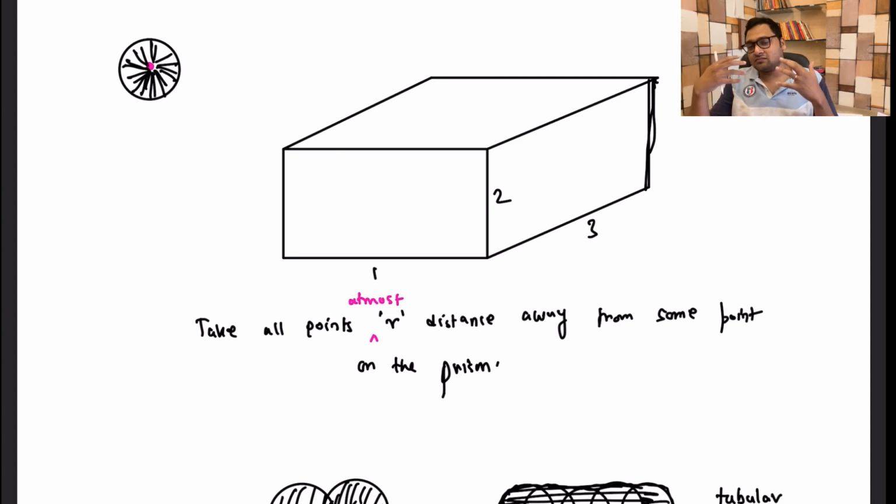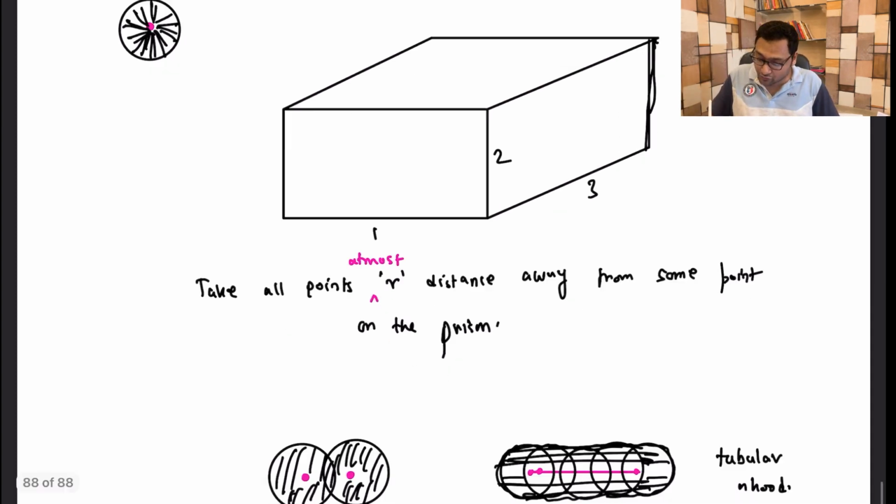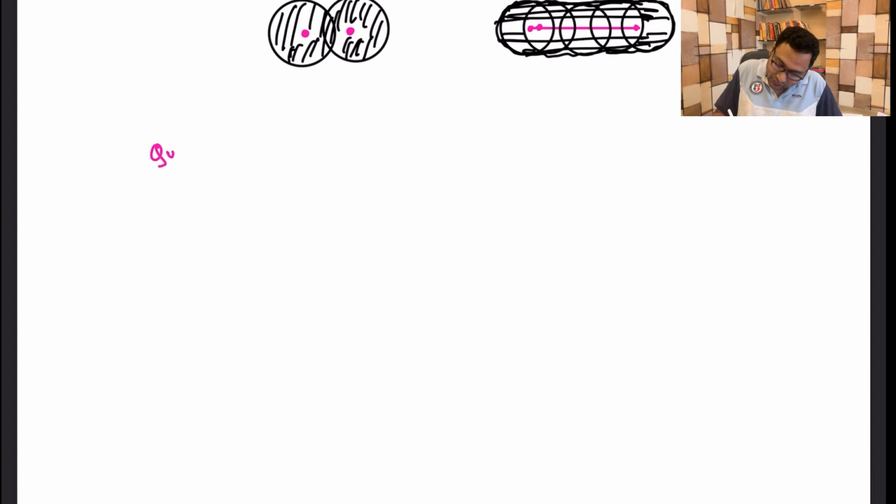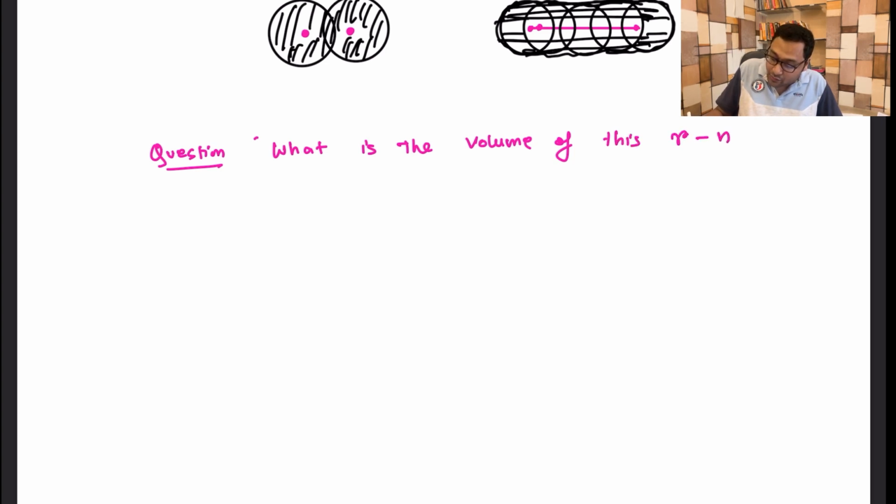I mean, they actually phrased it a little bit differently because they wanted to do a multiple choice question, but that is the main content of the question, that if you do this, what is the volume? The question is, what is the volume of this R neighborhood of the prism?